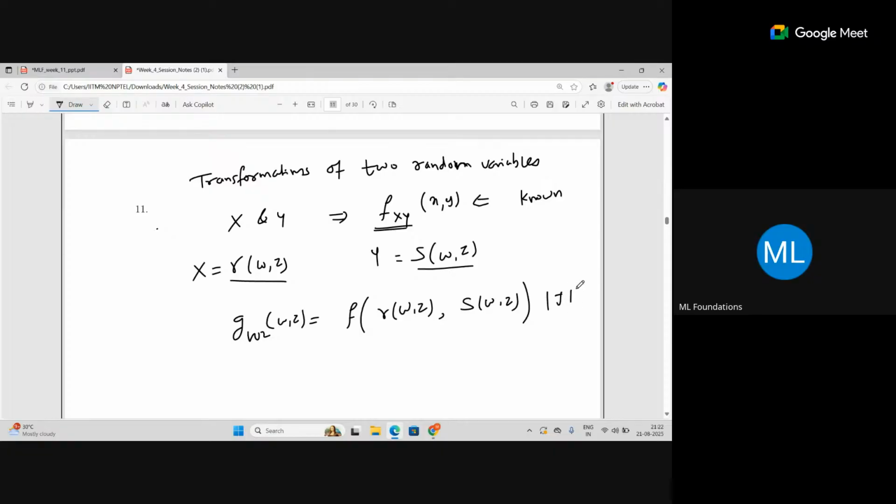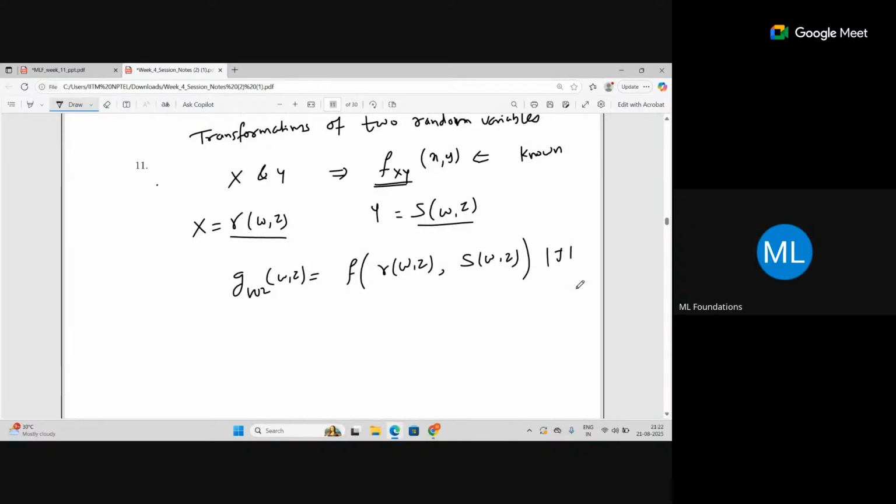I'll tell you what that Jacobian is. I think you'll understand it through the numerical which we are going to solve. But right now, just understand that I know the joint density of x and y. I know that x is a function of w and z, and y is a function of w and z. W and z are two different random variables. Now, the question is, I need to find out the joint density of W and Z. And this joint density is given by this formula.